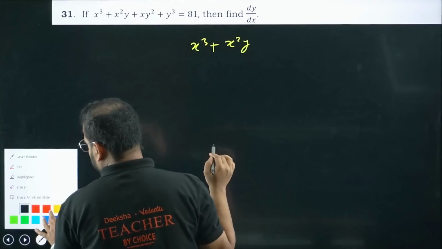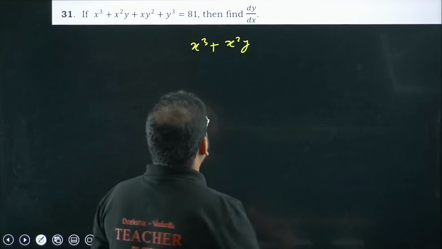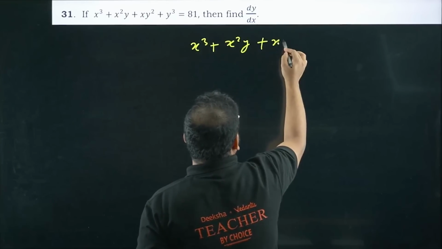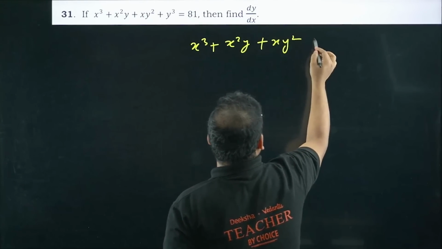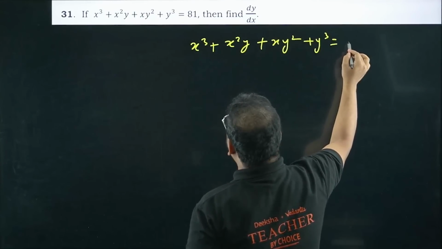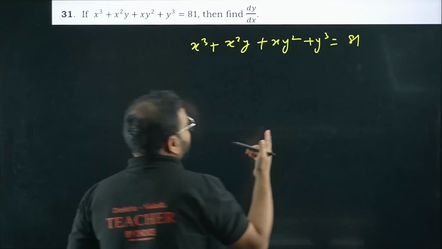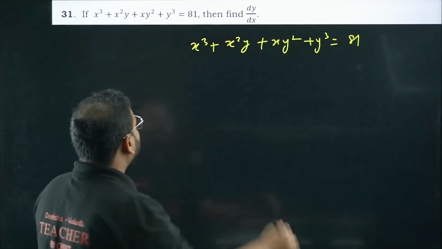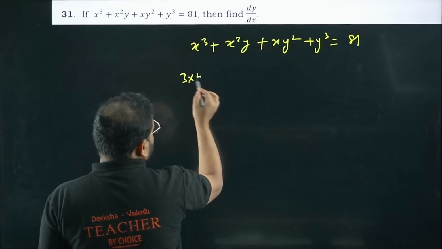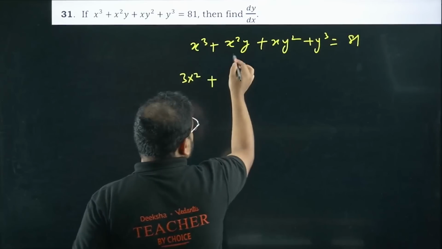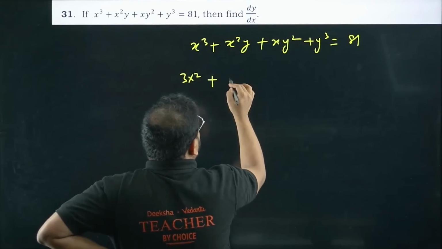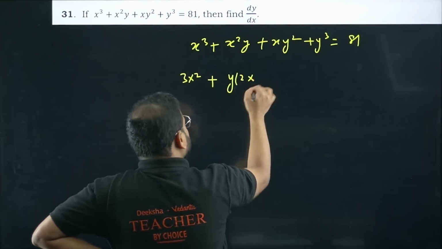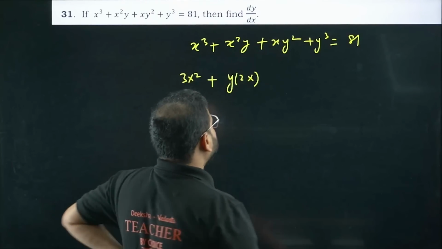What I have: x square y plus xy square. Again, I have to apply the product rule here, and for the last one I have to apply the chain rule. Then 81 is there, that will be 0, right? If you take the differentiation, it will become 3x square plus, let's do for x square, we're going to get y as it is, simply 2x.